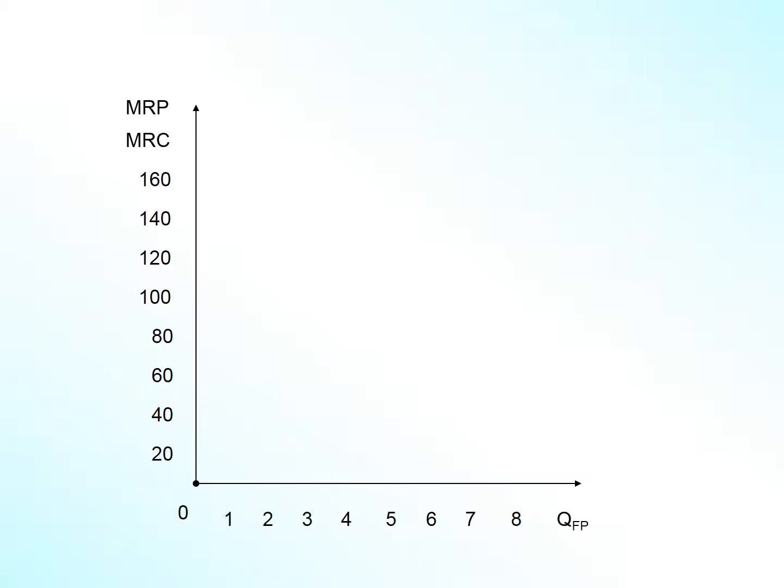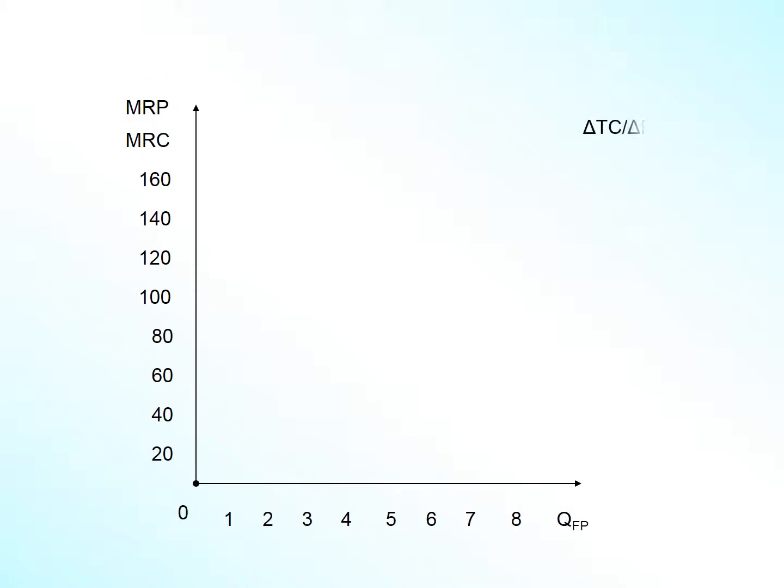MRP is the change in revenue attributed to a change in a specific factor of production. MRC is the change in cost that comes from a change in a particular factor. In this example, we will use labor as our FP.